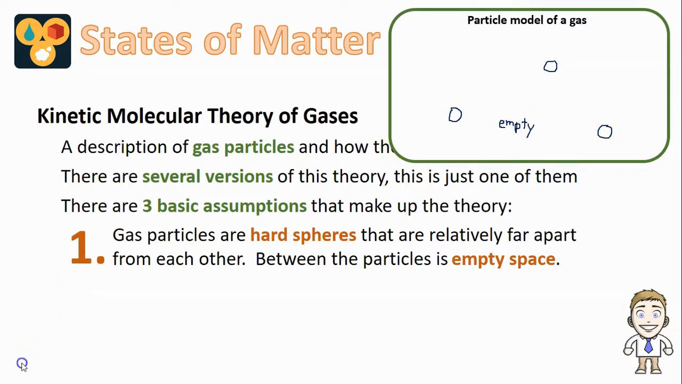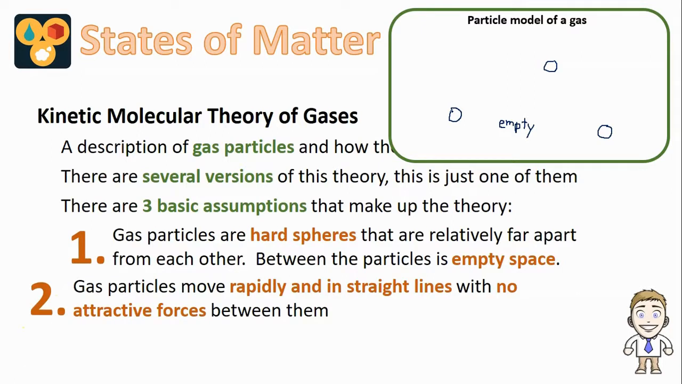The second assumption of the theory says that gas particles move rapidly and in straight lines with no attractive forces between them. So these particles are moving around really fast, and that motion is always in straight lines. So to represent this motion, we'll draw in some arrows, and to represent the straight line aspect of it, we'll draw these lines as straight as we possibly can. Now this motion is also extremely fast. I've labeled one of the arrows with 600 miles per hour because some of these particles can go hundreds if not thousands of miles per hour as they zoom around.